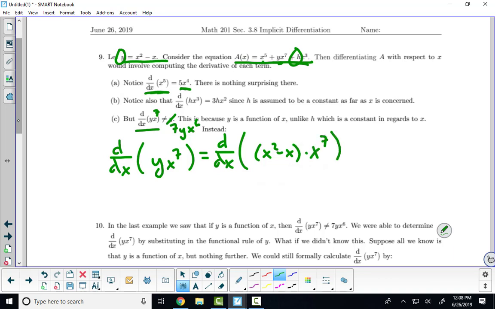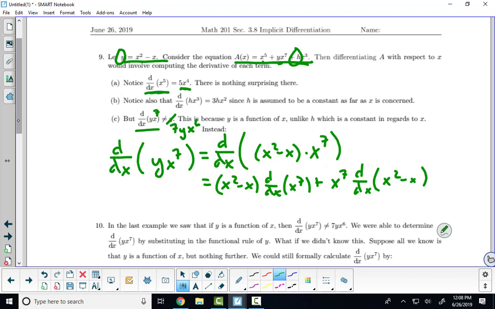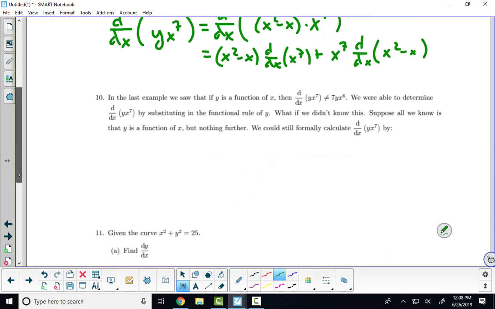Right? And then as Curtis said, what type of rule are we going to have to do when we take the derivative of this expression? We're going to have to do a product rule on it. So when we go to take its derivative, here's the first times the derivative of the second plus the second times the derivative of the first. Okay. Which gives us x squared minus x times 7x to the 6th plus x to the 7th times 2x minus 1.